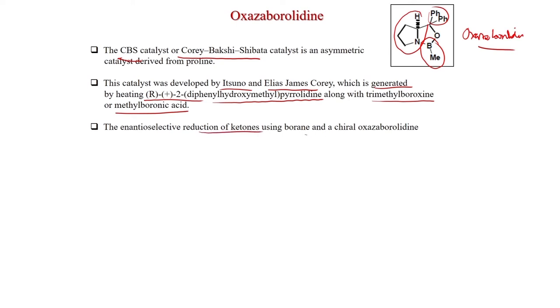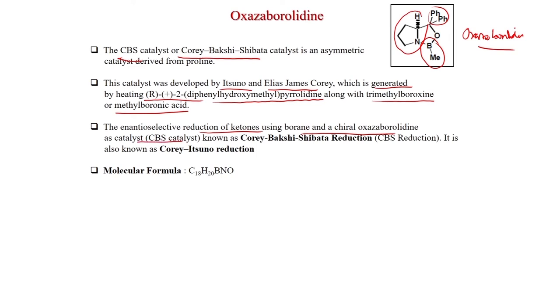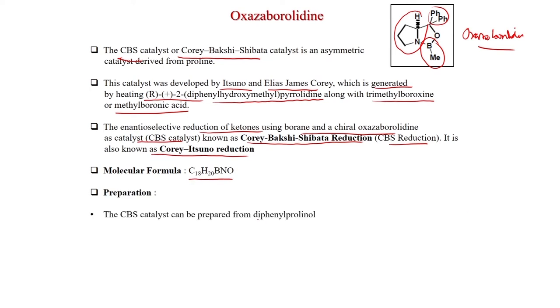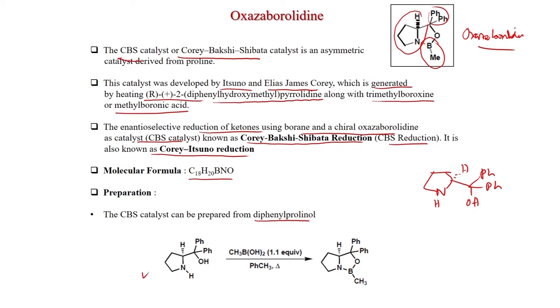The enantioselective reduction of ketones using borane and a chiral oxazaborolidine as a catalyst, the CBS catalyst, is known as Corey-Bakshi-Shibata reduction. It is CBS reduction. It is also known as Corey-Itsuno reduction. The molecular formula is C18H20BNO. The CBS catalyst can be prepared from diphenylprolinol. This is diphenylprolinol, with methyl boronic acid and then toluene reflux, oxazaborolidine is formed. Because there is no hydride, this is not a hydride source. It is a catalyst, so you need a hydride source for the reduction.